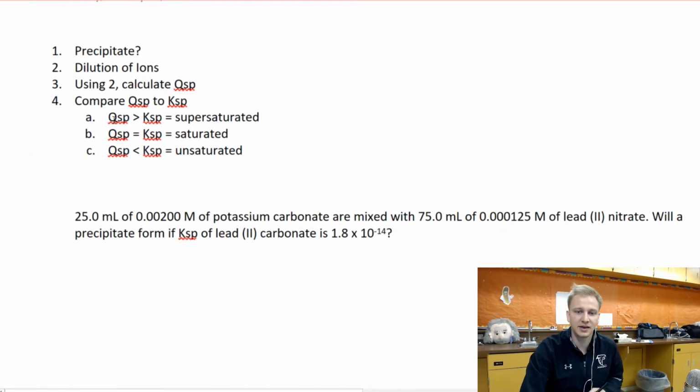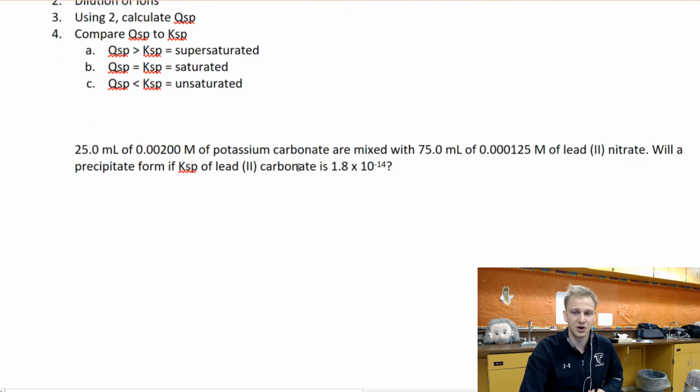If QSP is bigger than the KSP, it's supersaturated, so we do have a precipitate. QSP equal to KSP, we have a saturated solution. This won't happen very often, but it is possible. And then QSP less than KSP, unsaturated, we will have no precipitate.